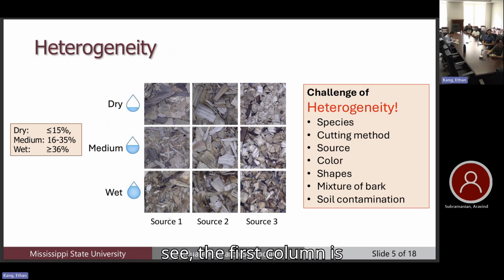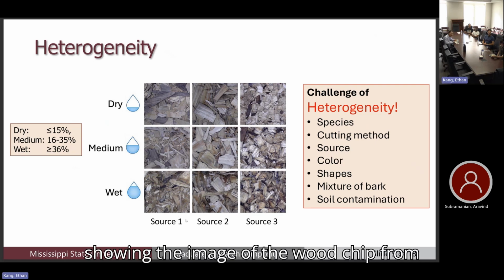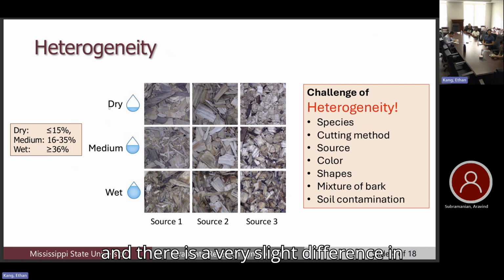As you can see, the first column shows the images of wood chips from source 1. Similarly, source 2 and source 3 can also be seen here. And there is a very slight difference in the visual appearance in terms of the moisture content. Let's say the top row shows the dry, the second row shows the medium, and the third row shows the wet images.